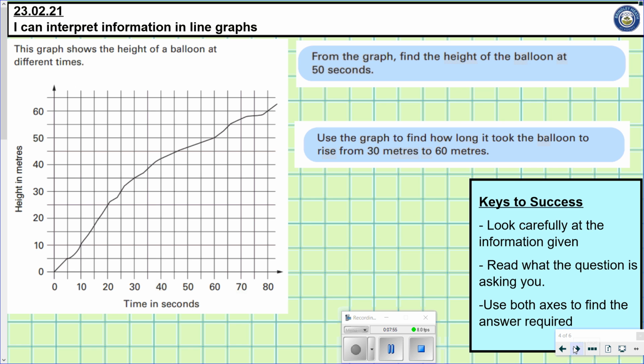Okay, so with line graphs it's just really important to look at the information you're given and read the question carefully. Okay, right, we've got another example here then. This graph shows the height of a balloon at different times. Okay, so we've got height in meters down the side and time in seconds along the bottom. From the graph, find the height of the balloon at 50 seconds.